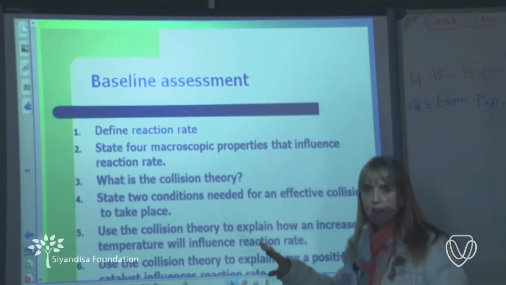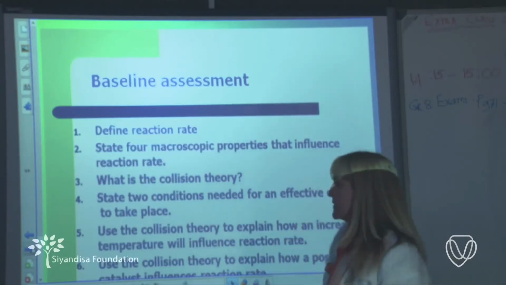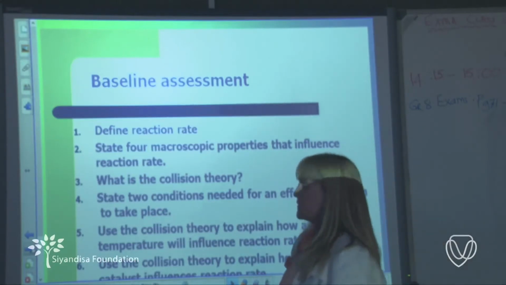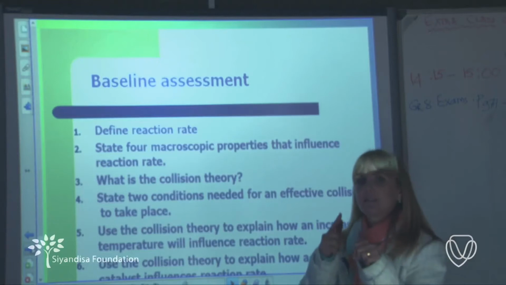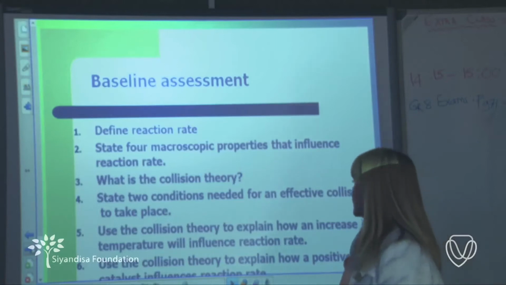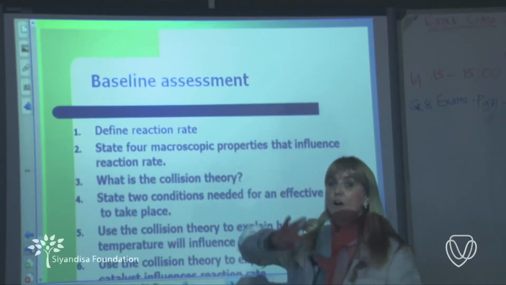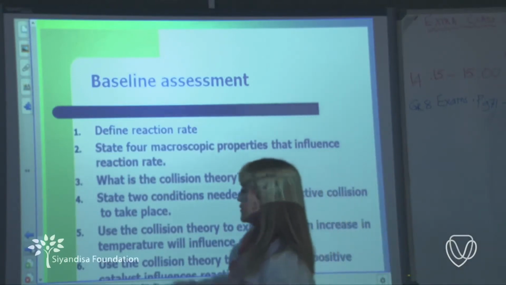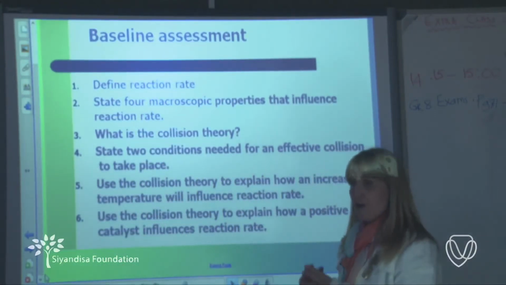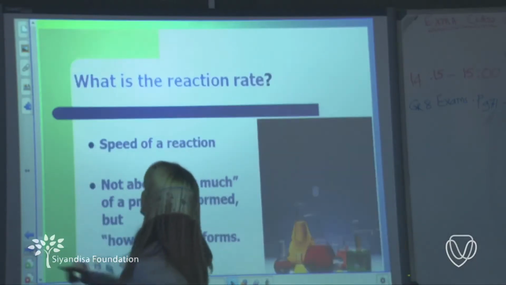You must be able to define reaction rates. As always, your definitions are important. State the factors that influence the rate of a chemical reaction. Be able to describe the collision theory. State conditions needed for an effective collision to take place. We've just mentioned that: sufficient kinetic energy and correct orientation. Use the collision theory to explain how the 4 macroscopic factors that we discuss here are going to influence the rate of a chemical reaction. So use your exam guidelines to be sure that you know how to use the collision theory to discuss each of these macroscopic factors that we will be looking at.